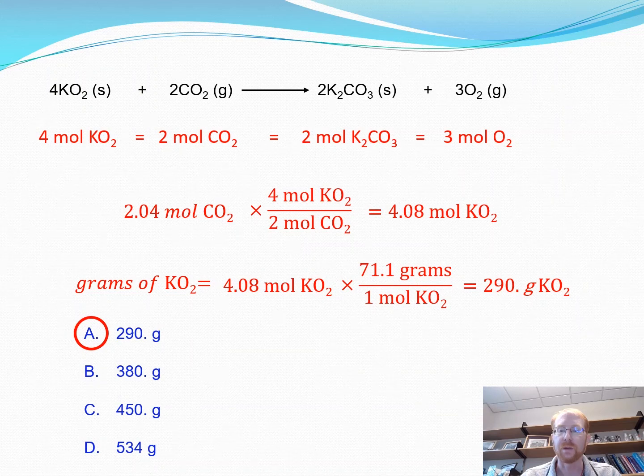Okay. This one was a tricky one because we have to recognize that we're starting out talking about one compound and finishing our answer talking about a different compound. So at some point when I recognize that, I know I need to do some kind of stoichiometric conversion using those coefficients from the balanced chemical equation to switch from talking about carbon dioxide initially to potassium superoxide at the end. Okay.